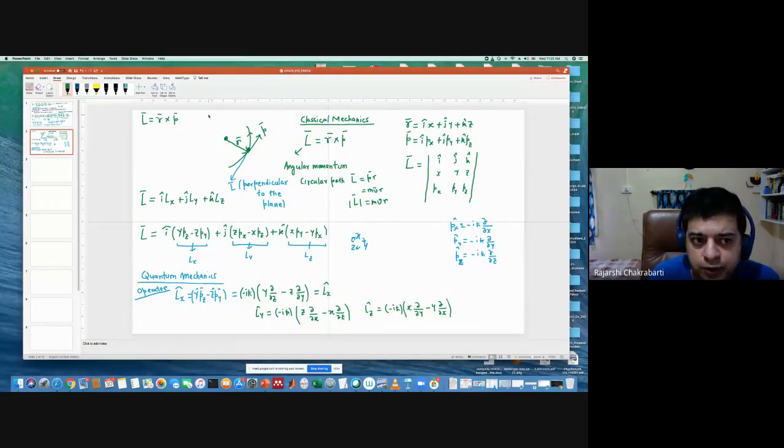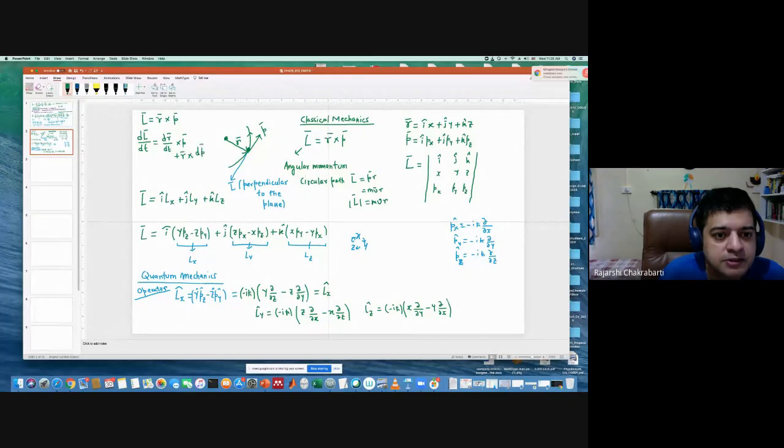So L is equal to r cross p. Now if I take the time derivative of this angular momentum, I get a product rule: dr/dt cross p plus r cross dp/dt. Now what is dr/dt? It is the velocity vector, which is the momentum vector divided by mass. This is fine.